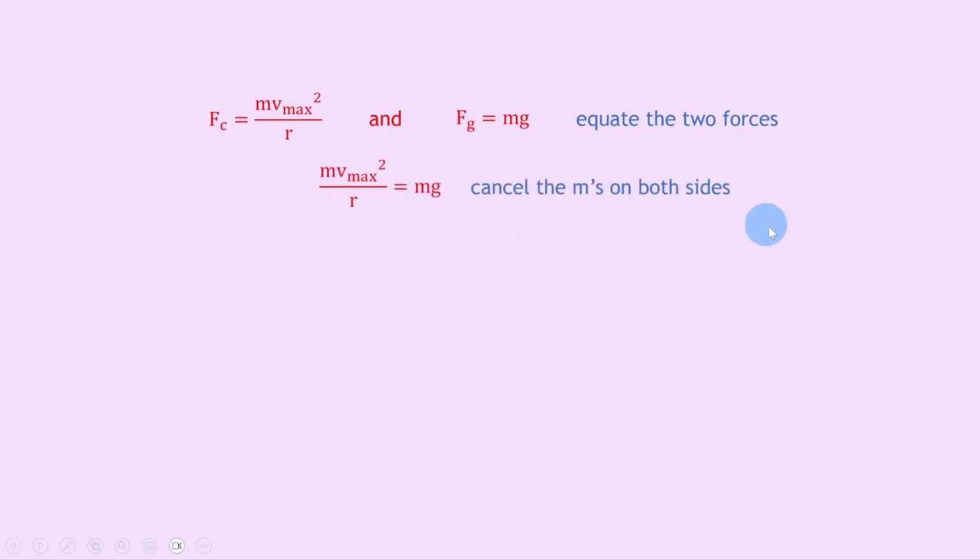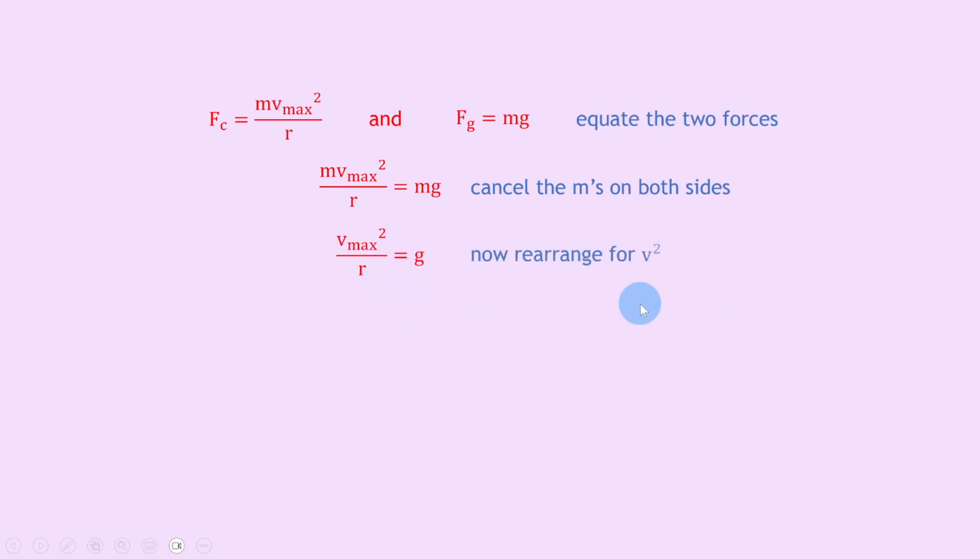Fc for centripetal force is equal to m Vmax squared over r, and we have Fg equals mg, which is really just our weight equation, W equals mg, where we're using Fg to mean gravitational force because weight is the force due to gravity. So what we want to do is equate the 2 forces here, so we have m Vmax squared over r equals mg, where we're just using Vmax because that's the maximum speed that we're trying to find. And you'll notice we've got mass m on both sides here, so we want to cancel the m's on both sides to get Vmax squared over r equals g.